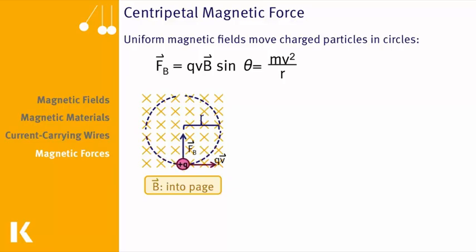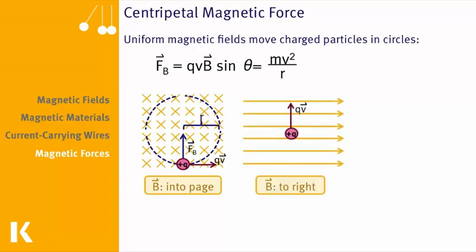So when we have a magnetic field into the page and a charge moving within the plane of the page, it's going to create circular motion in the plane of the page. However, if the magnetic field and the motion are both in the plane of the page, that's going to create circular motion that is perpendicular to the plane of the page.